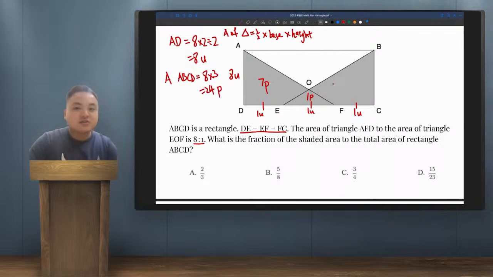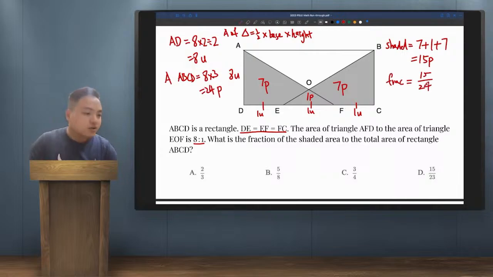Let's go back to the diagram again. Here is 7 parts, which means the shaded part here is also 7 parts. So the total shaded area is 7 plus the 1 here, plus another 7 here, which is 15 parts. You just find the fraction using 15 over 24. Remember, you need to simplify 15 over 24. Eventually you get 5 over 8, which is your option B.